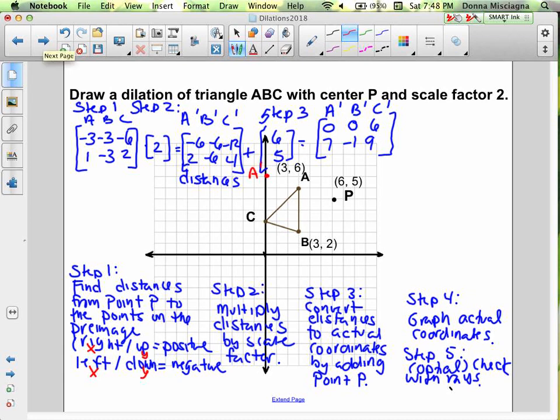Right, and then B prime is going to be at 0, -1, right there. And C prime is going to be at 6, 9. And let's see. Did I? -6, 9. Excuse me.